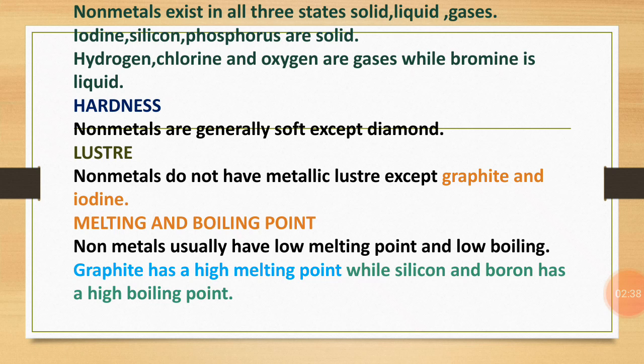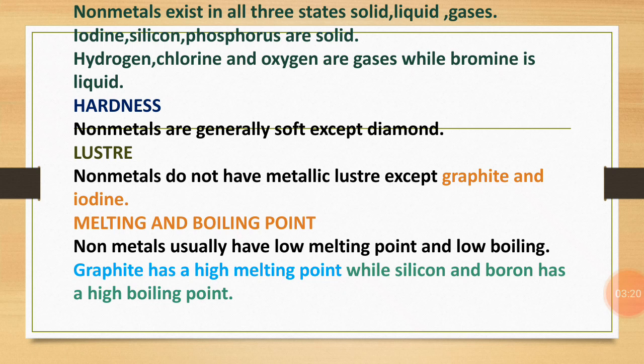What are the physical properties? The first one is their physical state. You know well that non-metals exist in all three states. They are found in solid state, in liquid state, and in gaseous state. Examples of non-metals are iodine, silicon, carbon, phosphorus. Iodine, silicon, carbon and phosphorus are non-metals found in solid state. Hydrogen, chlorine, oxygen are examples of non-metals found in gaseous state, and bromine is found in liquid state. So this is about the physical state of the non-metals.